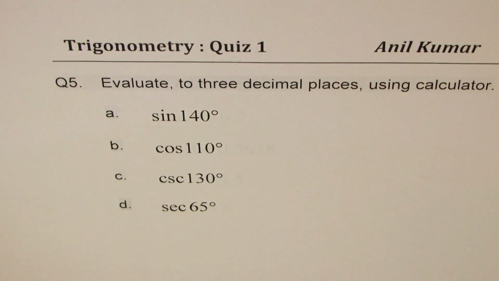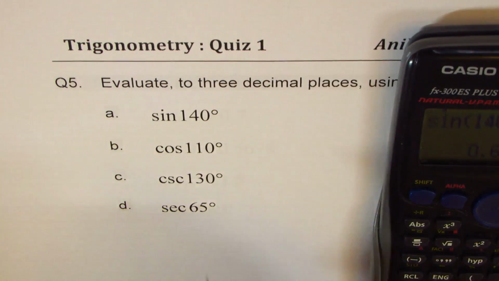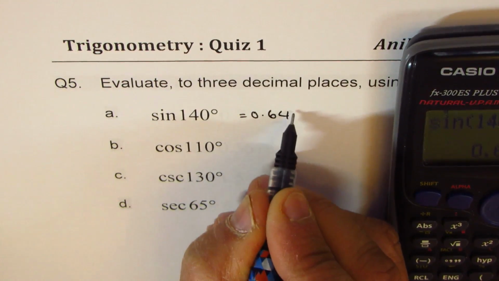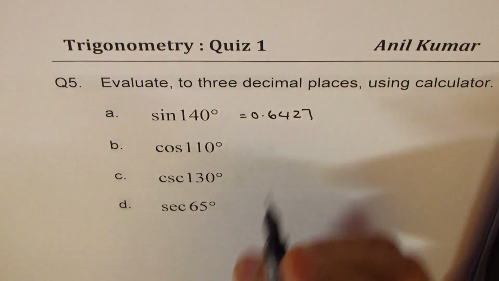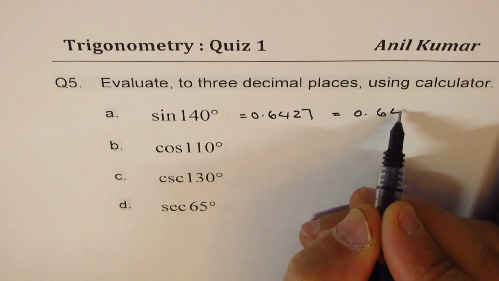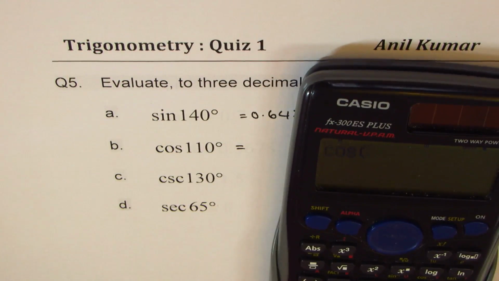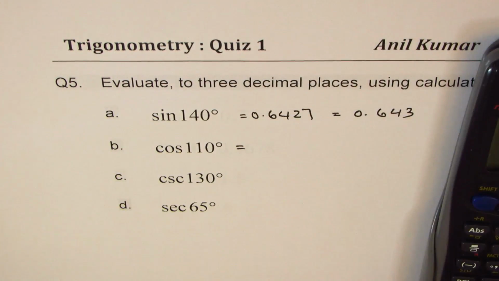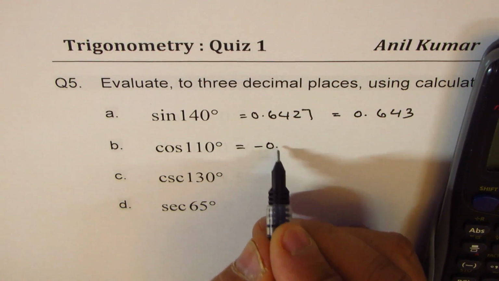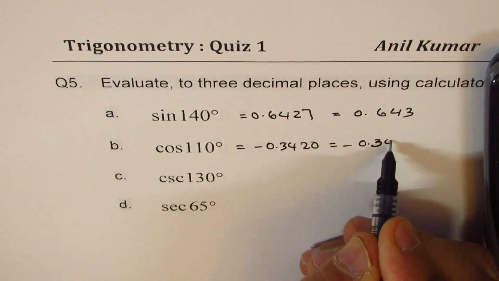Question number 5. Evaluate to 3 decimal places using calculator. So this is a simple question. We just have to use calculator. Sine 140 equals, it gives us 0.6427, and you have to write to 3 decimal places, that is 0.643, right? Similarly, do the others. So we have cos of 110 degrees, which is negative 0.3420, so it is equal to negative 0.342.